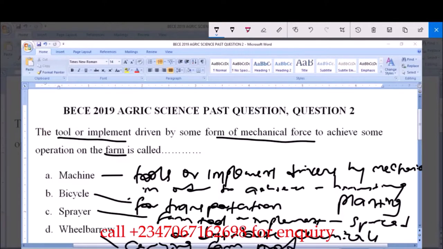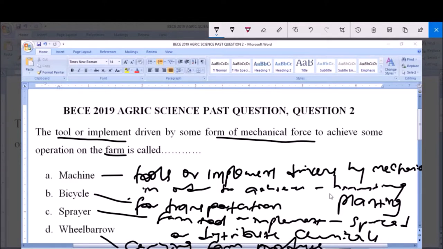Wheelbarrow is used for carrying farm produce or anything on the farm. Now the question says the tool or implement driven by some mechanical force. And like I told you, farm machines are tools or implements driven by mechanical force, that is force of motion, for us to achieve certain basic operations in the farmland.